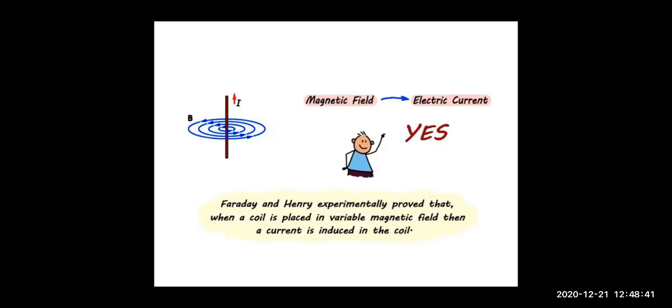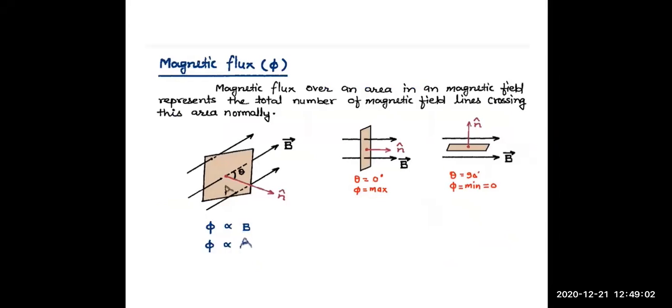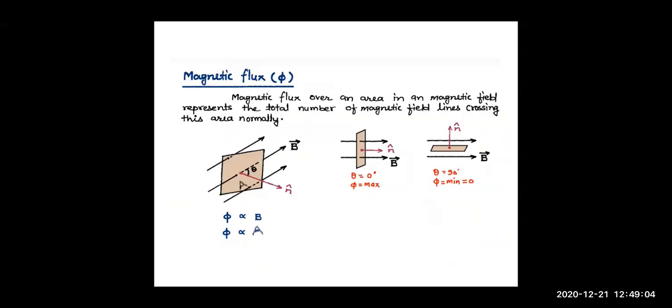Yes, it is produced. This was proved by Faraday and Henry's experiment, which showed that when a coil is placed in a changing magnetic field, it produces electric current. So children, the reverse is also true. So let's start with first, magnetic flux.